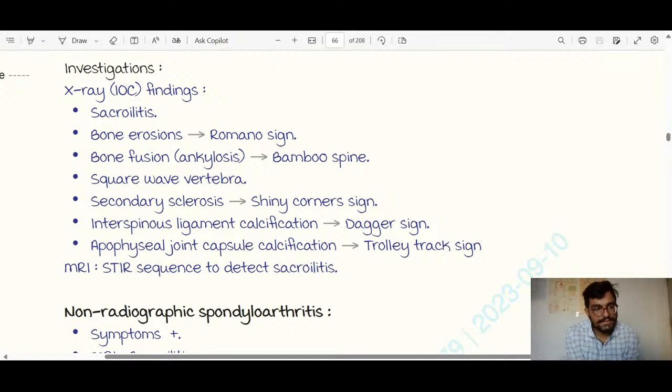On imaging: scoliosis, bone erosion, Romanus lesion, bone fusion, ankylosis, bamboo spine will be seen, square wave vertebrae, secondary sclerosis, shiny corners sign will be seen in this. Interspinous ligaments calcification gives the dagger sign. Apophyseal joint capsule calcification gives the trolley track sign. MRI will be done, and STIR sequence is used to detect sacroiliitis.